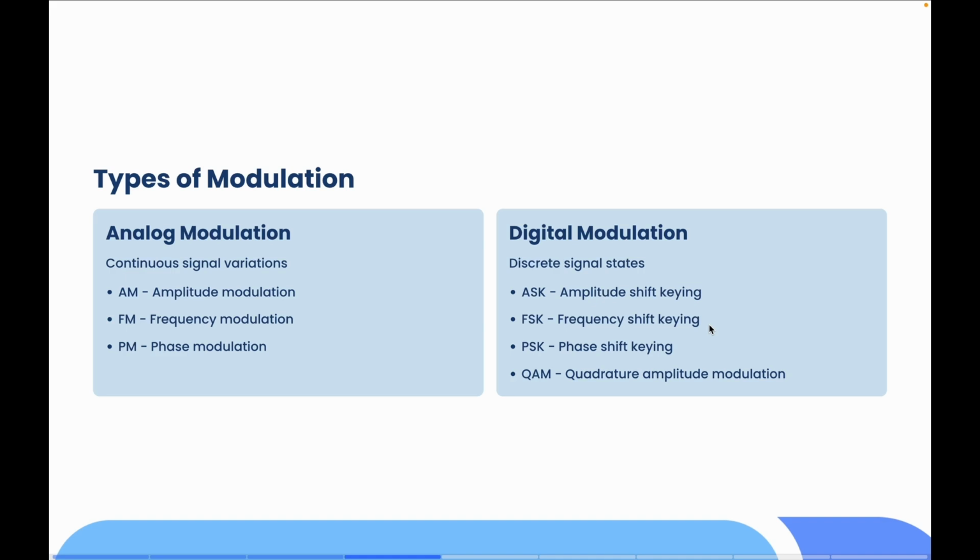QAM, quadrature amplitude modulation, is the combination of amplitude and phase changes. It is used in 4G and 5G. It provides higher data rates.